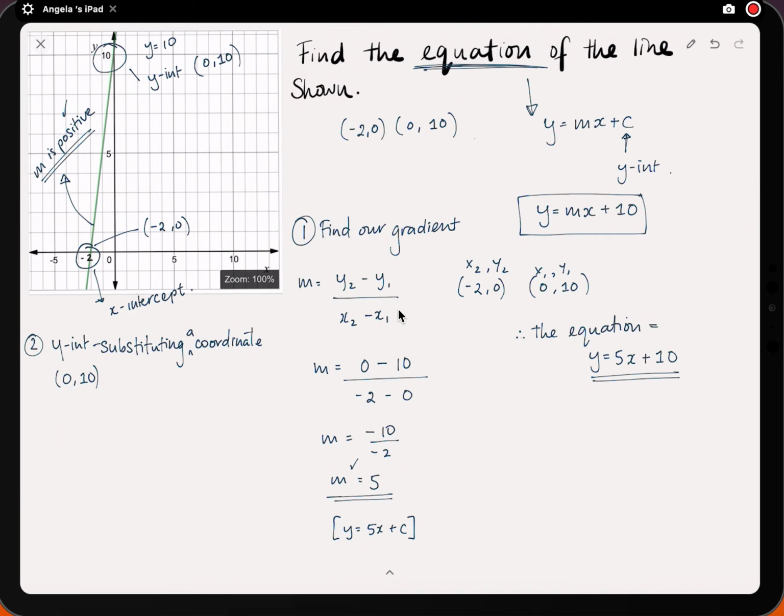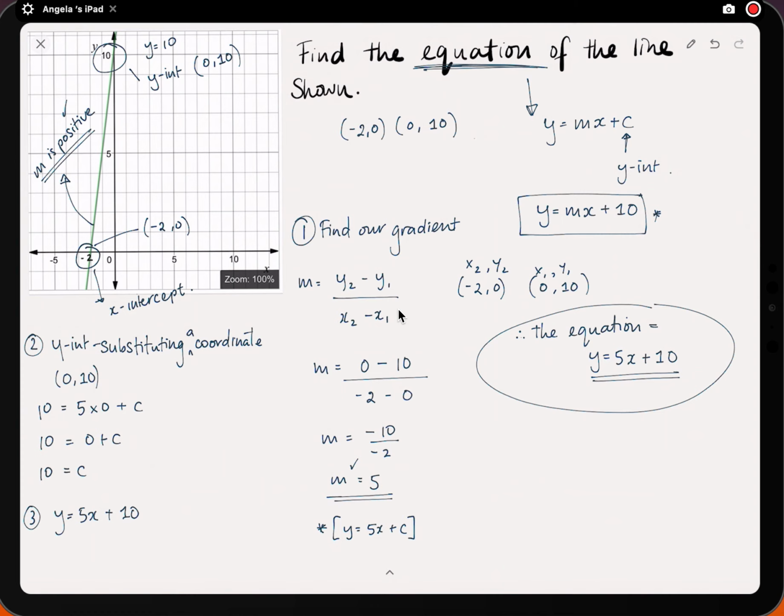So now what I'm going to do is substitute x equals 0 and y equals 10 into this equation here. So I'm going to have 10 is equal to 5 times 0 plus c, 10 equals 0 plus c, therefore 10 is equal to c. Now this matches what we found up here and what we saw graphically. So if we're going to rewrite the equation, we'll write y equals 5x plus 10, which is exactly the same as what we worked out by using the y-intercept that we saw from the graph.